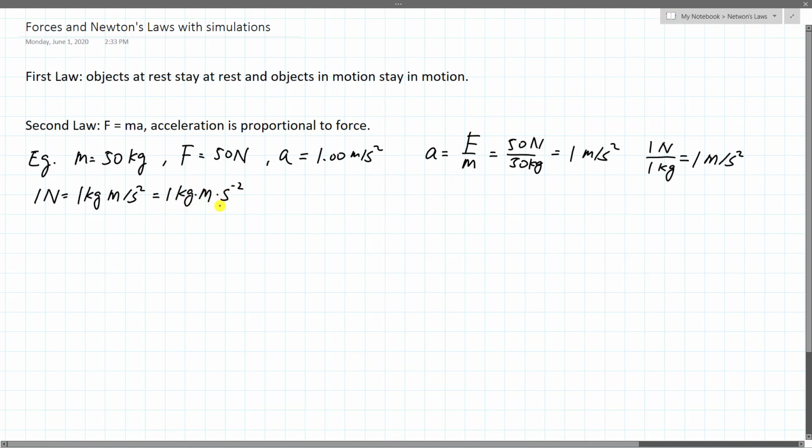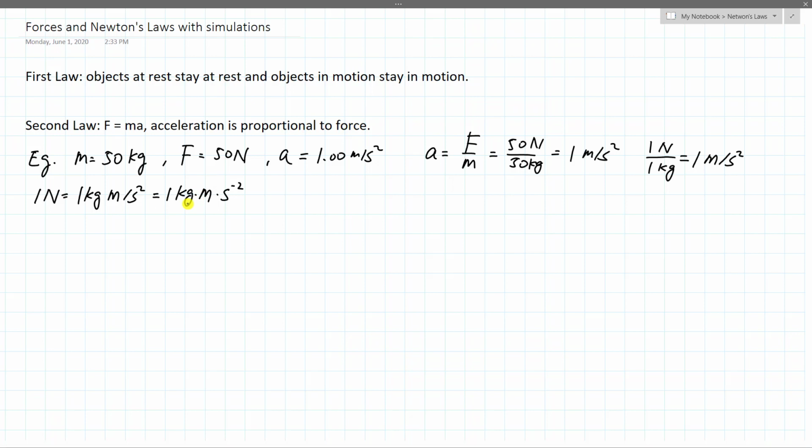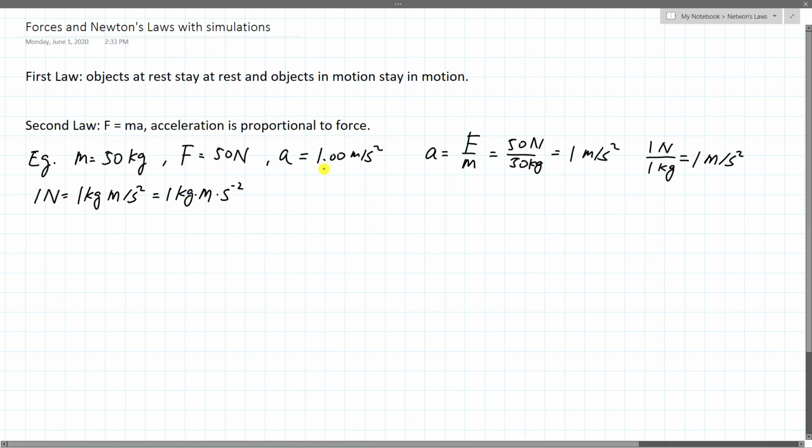It's a pretty long unit, but let me tell you what this means. A newton of force will cause 1 kilogram of mass to accelerate at 1 meter per second squared. So that's how much a newton is. So if you wish to accelerate a 50 kilogram mass at 1 meter per second squared, you need 50 newtons to do it. So that is the second law.